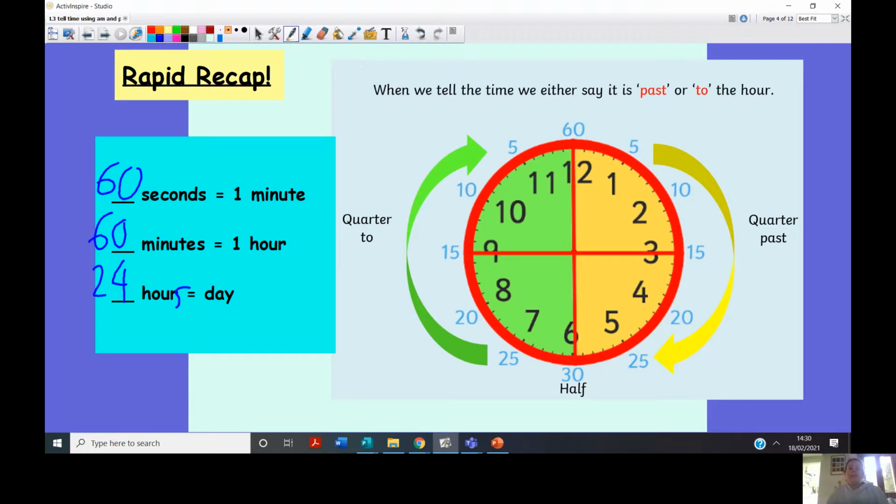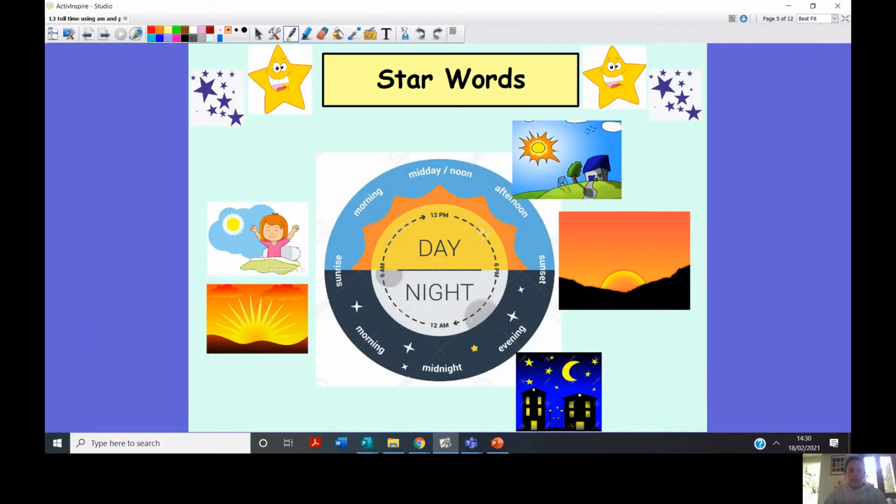And remember, when we're telling time, we either say it's past or to the hour. Once we get past half past, it's to the hour. Past the hour, to the hour. Good. Star words. Mainly pictures: day, night, sun, moon.